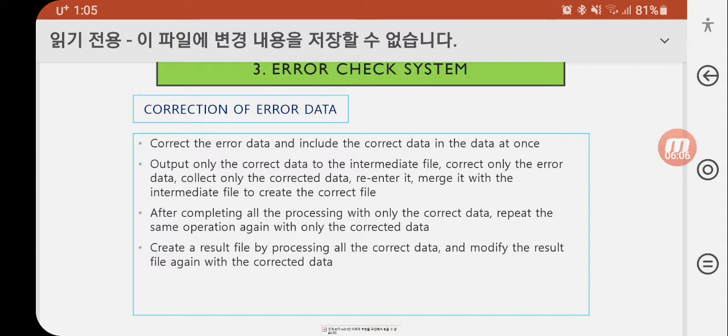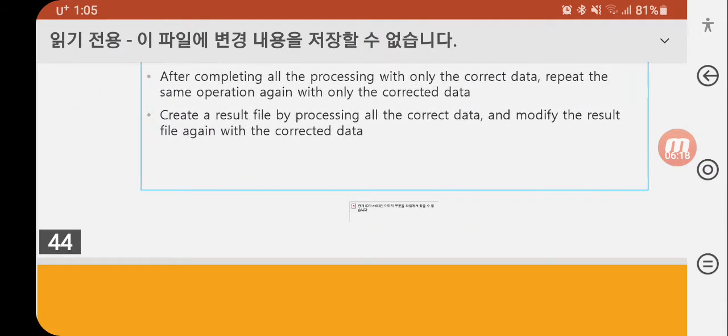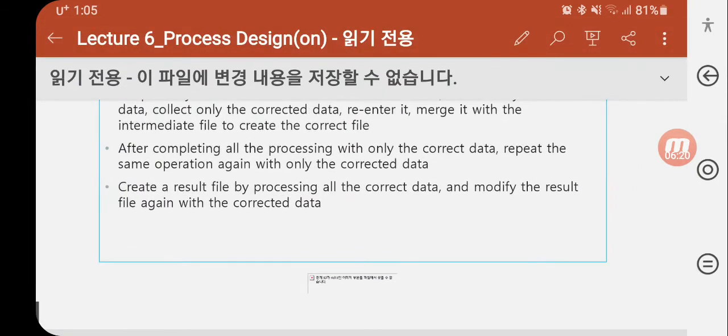After completing all the processing with only the correct data, repeat the same operation again with only the corrected data. Create a result file by processing all the correct data and modify the result file again with the corrected data.